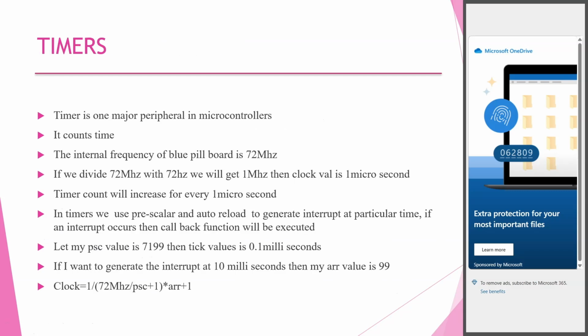Timers are one major peripheral in our microcontroller. They count time. The internal frequency of the Blue Pill board is 72 megahertz. If we divide 72 megahertz by 72, we get 1 megahertz, so the clock period is 1 microsecond. The timer count will increase every 1 microsecond. So here the timer clock is 72 megahertz divided by (PSC plus 1) times (ARR plus 1).